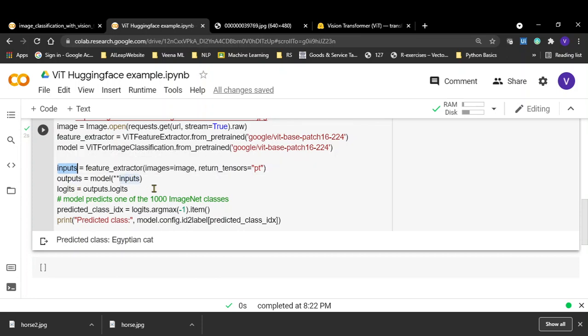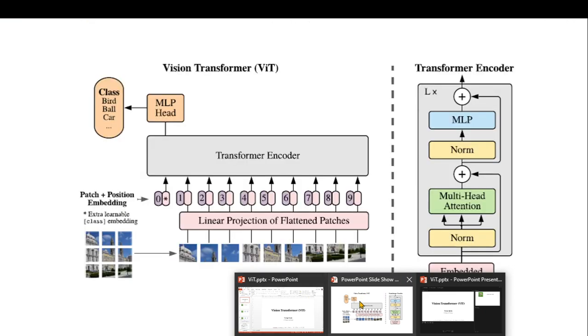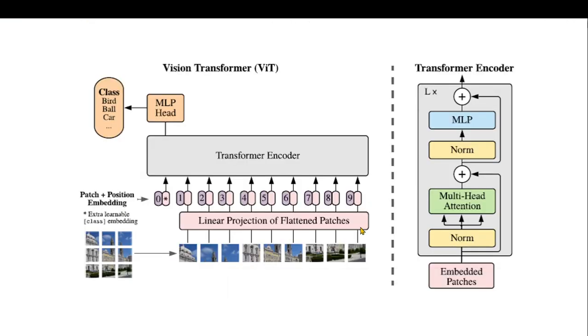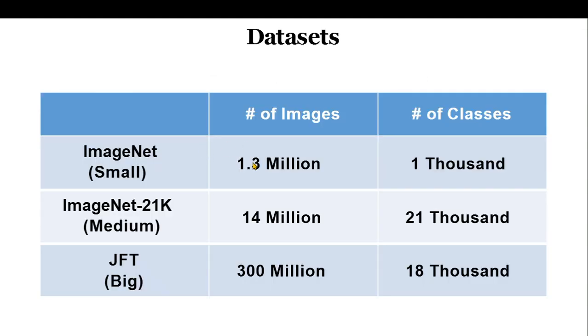The outputs are in the form of logits. So it would be one out of these 1000 classes, and for these logits we will just take the argmax. This is your probability distribution. You take the argmax and it gives you the predicted class. Now this is all without using any kind of convolution, and I find it quite interesting.